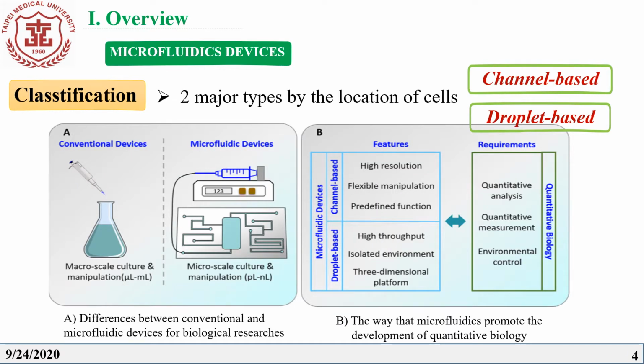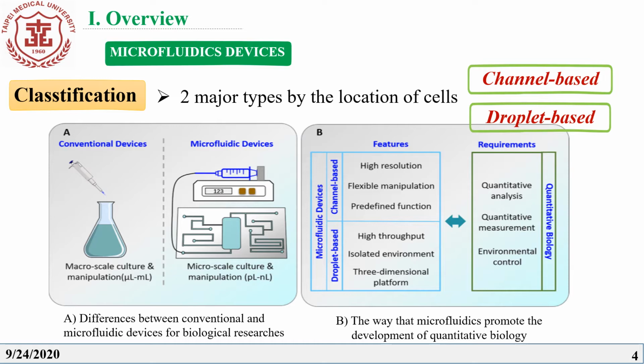Move on to classification of microfluidic devices. There are two major types. It depends on the location of cells, channel phase, and product phase. You can look at picture A and picture B. Picture A describes the difference between traditional devices and microfluidic devices. There are two points you have to focus on. This is the equipment they used, and the second is the amount of medium used for cell culture. And picture B describes the way that microfluidics promotes the development of quantitative biology.